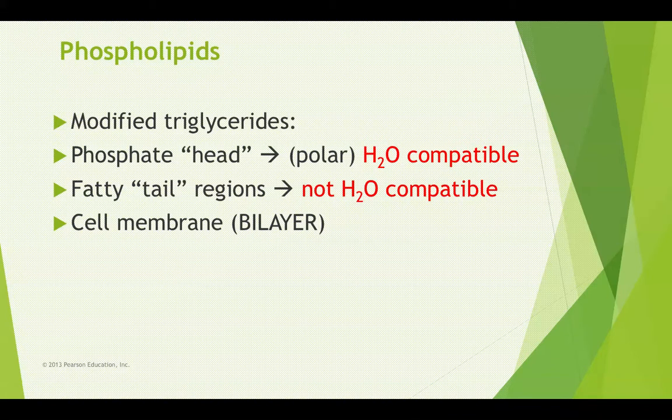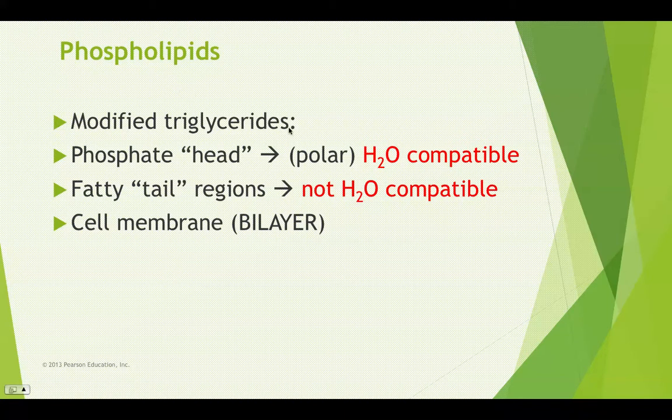Okay, the second type of lipid would be a phospholipid, and you've heard about phospholipids because this forms the cell membrane, the plasma membrane around the cell, and then the membranes even within the cells that form the cellular organelles, such as the nucleus, endoplasmic reticulum, etc.